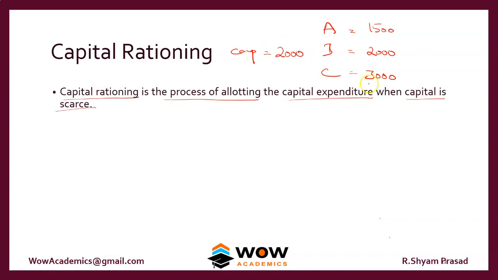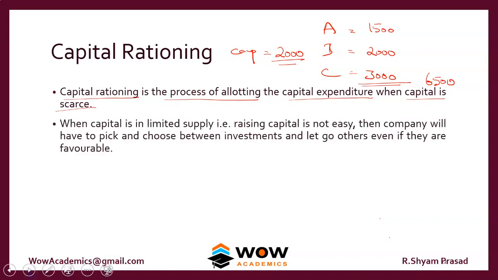So it cannot choose all the projects, right? Because choosing all the projects, the company would need something like 6500, but the company has an availability of only 2000 as its capital. Okay, so it can't take all the projects which are available to it. When capital is limited in supply, raising capital is not easy. Then the company will have to pick and choose between investments and let go others even if they are favorable. Okay, so with 2000 capital, the company can easily select A or B, but it cannot select project C. So that is the problem.